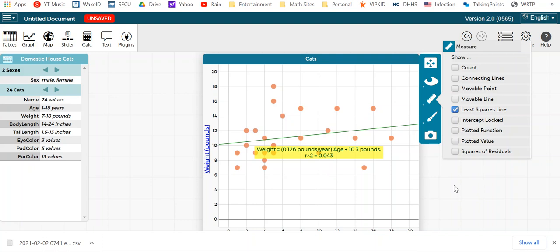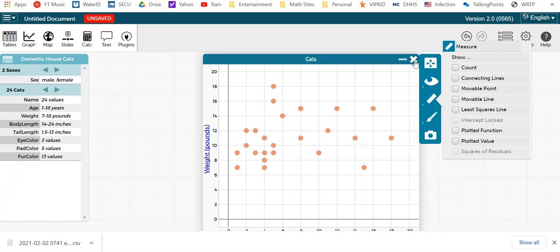I mean, it's there because it has to be, and it even gives you a formula: you take 0.126 pounds per year times the age, and then add 10.3 pounds, and you get the value. I don't see that as being helpful at all. But the thing that we found is that there doesn't seem to be much of a relationship between age and weight, which is a little surprising.